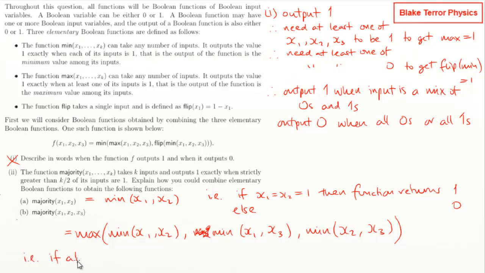So yeah, max, i.e. if at least one pair is 1, 1, then what we can say is that majority returns a 1. So that seems fine with that.